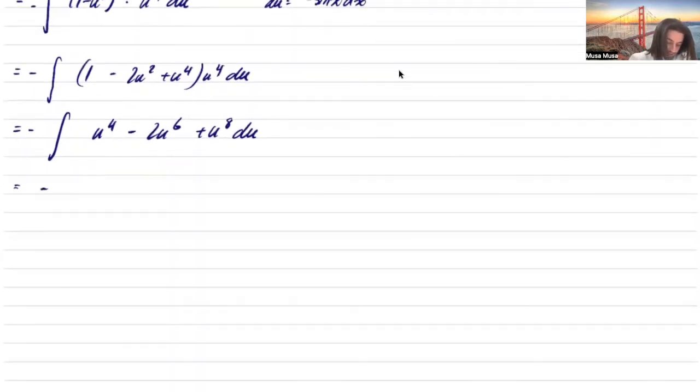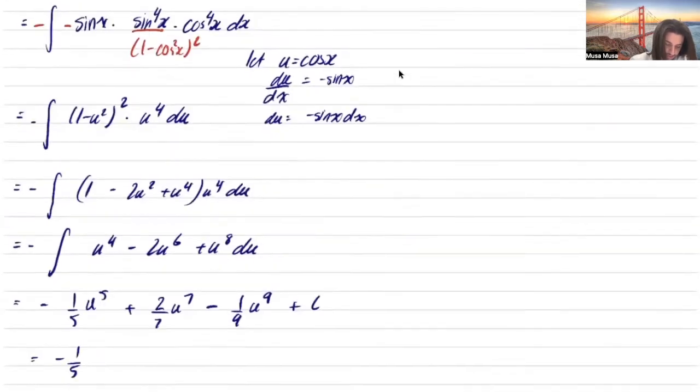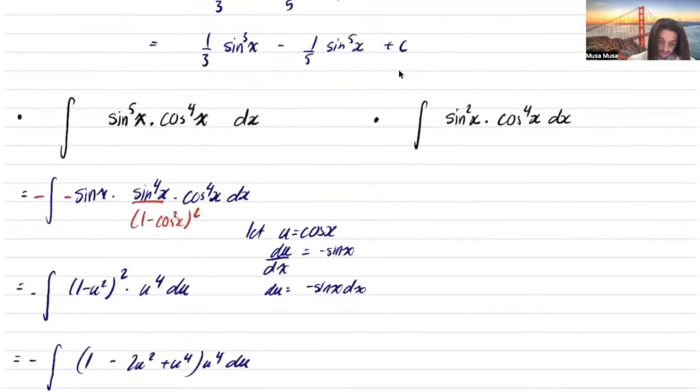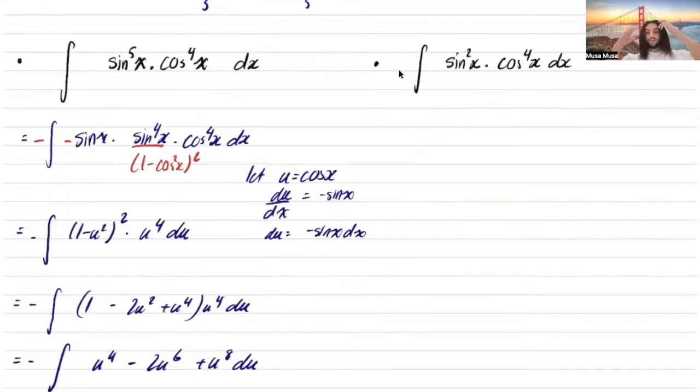And then this is minus a fifth of u to the 5, and then plus 2 over 7 u to the 7. This is minus 1 over 9 u to the 9. I already expanded the negative out. And then just going back to the other thing that we had. What was it? Let u equal cos x. So minus a fifth cos to the 5x plus 2 on 7 cos to the 7x minus 1 on 9 cos to the 9x plus c. Okay, what about the next one?